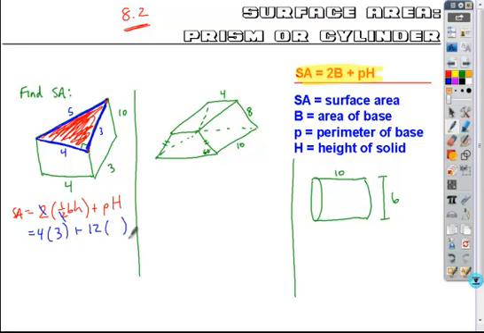And then which of these measures is the height of my solid? Capital H, the distance between the two parallel and congruent bases. And so that would be 10. I get 3 times 4, which is 12, plus 120 gives me a total of 132. There were no units specified, so I'll write my answer as square units.